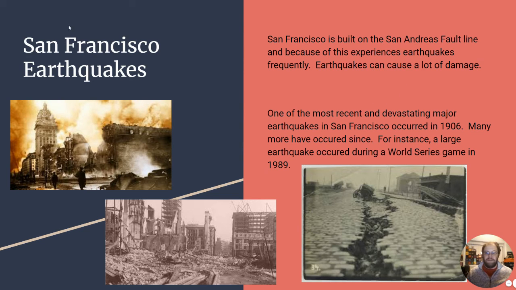Here's an example of the San Francisco earthquakes. Since San Francisco is built on a fault line, it experiences a lot of earthquakes. And back when we weren't so good at construction, it caused a lot of damage. So the earthquakes in 1906 and 1989 were very large, and they caused a lot of destruction.